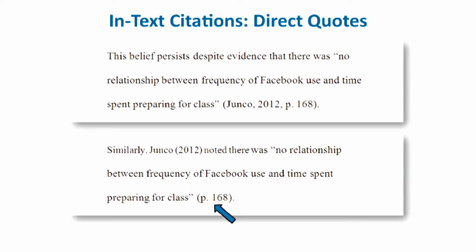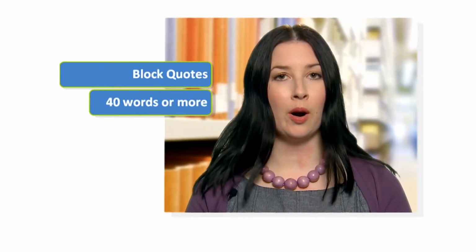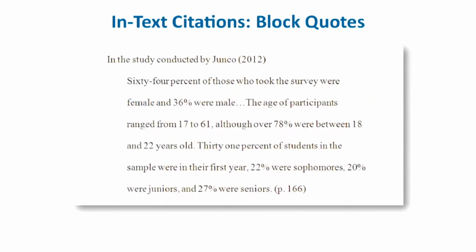and place the page number in parentheses at the end of the sentence. If you are using a quote that is 40 words or more, you should use a block quote. Start the block quote on a new line and indent the entire quote a ½ inch. Block quotes should be double-spaced, and you don't need to use quotation marks. Notice the period goes before the parentheses.